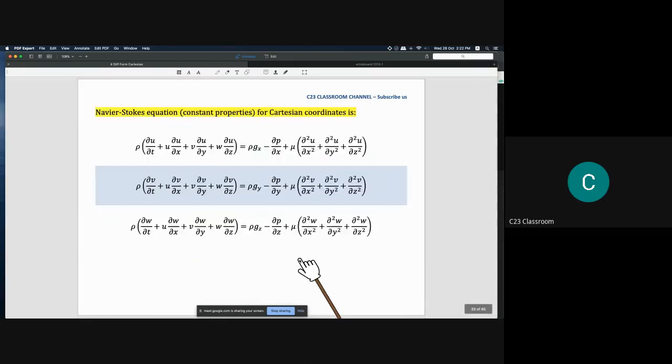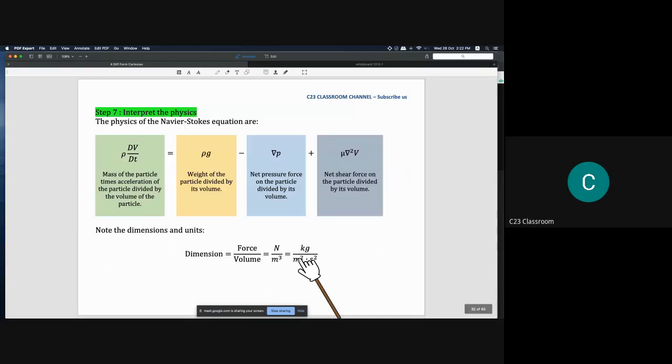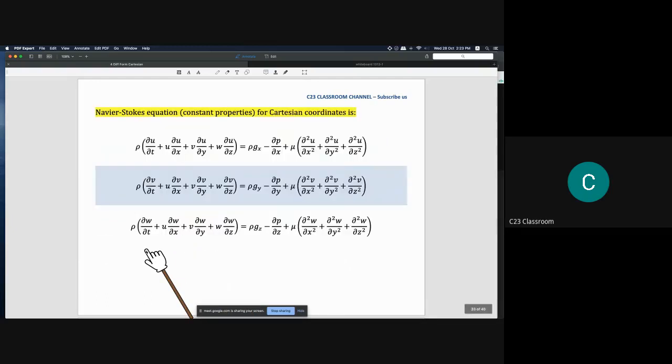Okay, this is the general form of the Navier-Stokes equation. But when we solve problems, we are not using this one, because the symbol of nabla and the capital V need to be expanded. So I hope you understand that you need to remember these three equations: this is for the x-axis, this is for the y-axis, and this is for the z-axis. You could see the difference.